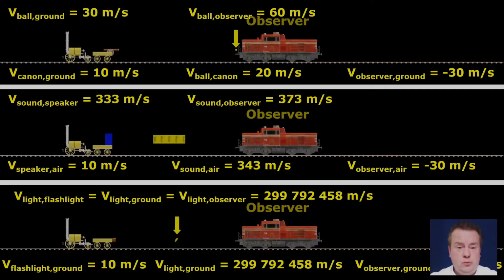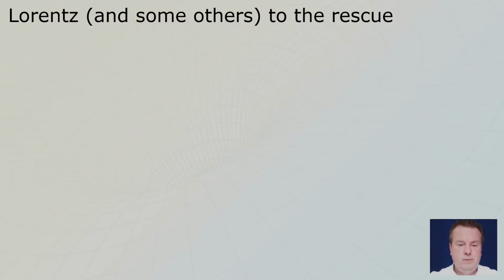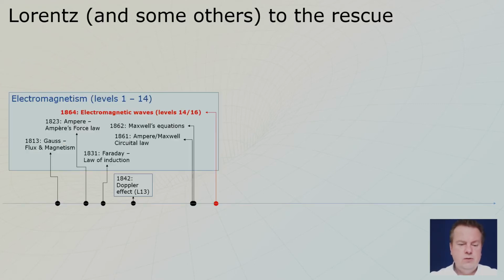And it's a huge issue. And I think in level 17, we talked about ether and the Michelson-Morley experiment and the crisis in physics. This is it. This is the crisis moment, and we had to solve it. So Lorentz and some others came to the rescue. Let's see it on the timeline.